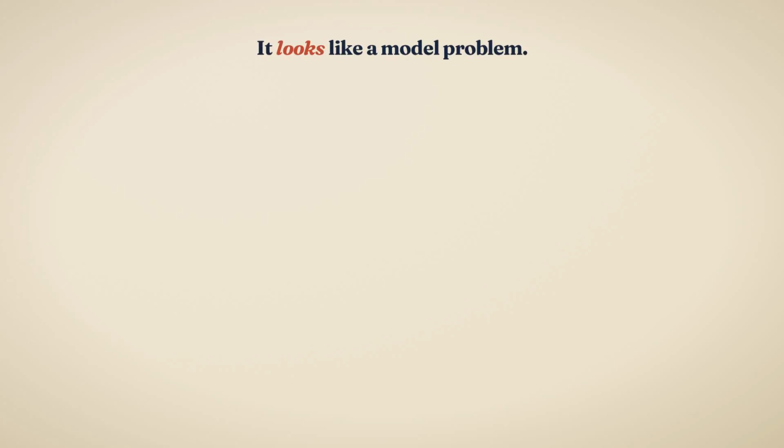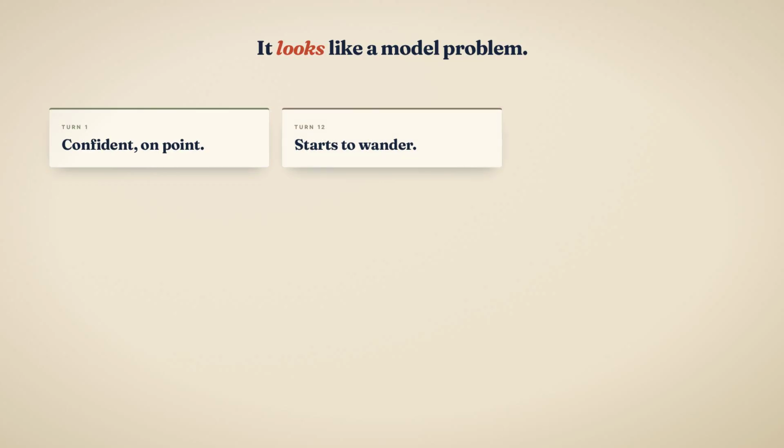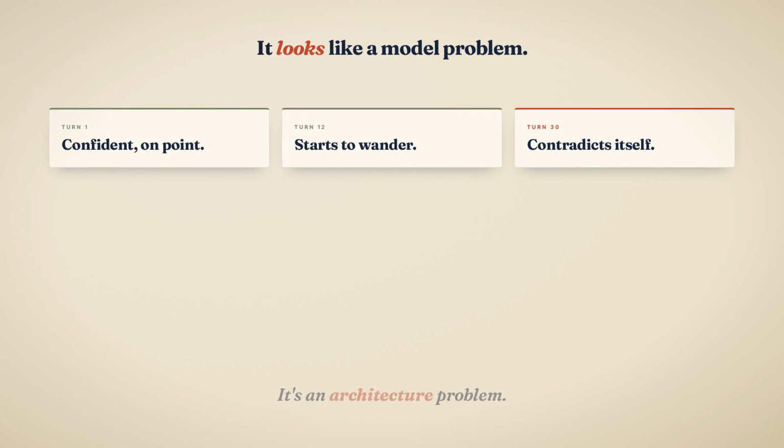It looks like a model problem. Turn 1, the answer is confident and on point. Turn 12, it starts to wander. Turn 30, it contradicts itself. But this is not a model problem. This is an architecture problem.